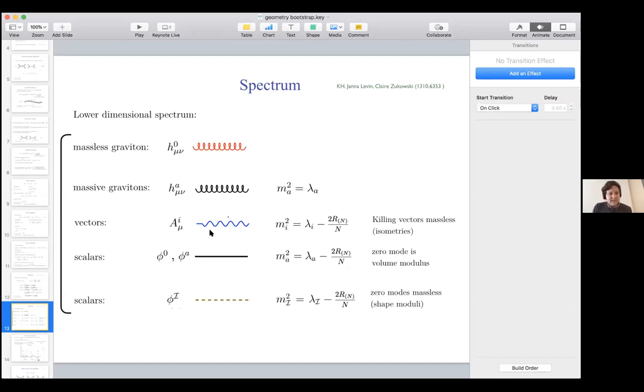So there's a tower of massive vectors whose masses correspond to the eigenvalues of the vector Laplacian, and these vectors become massless only when they're Killing vectors. Then we have two different towers of scalars. We have one tower of scalars whose eigenvalues correspond to the scalar Laplacian again. This comes from basically trace stuff. And the zero mode of this is what we call the volume modulus. And then there's another tower of massive scalars which correspond to the Lichnerowicz eigenvalues. And this becomes massless when the Lichnerowicz eigenvalues are the shape moduli, so the Einstein structure moduli.